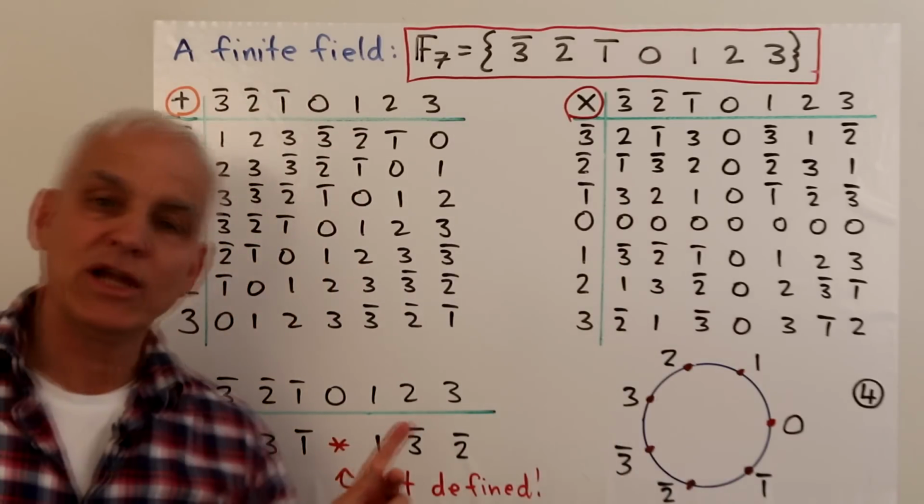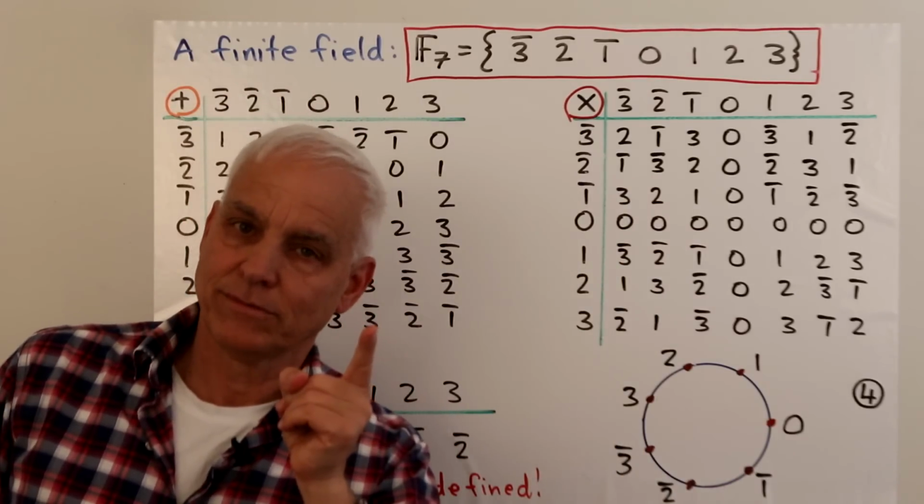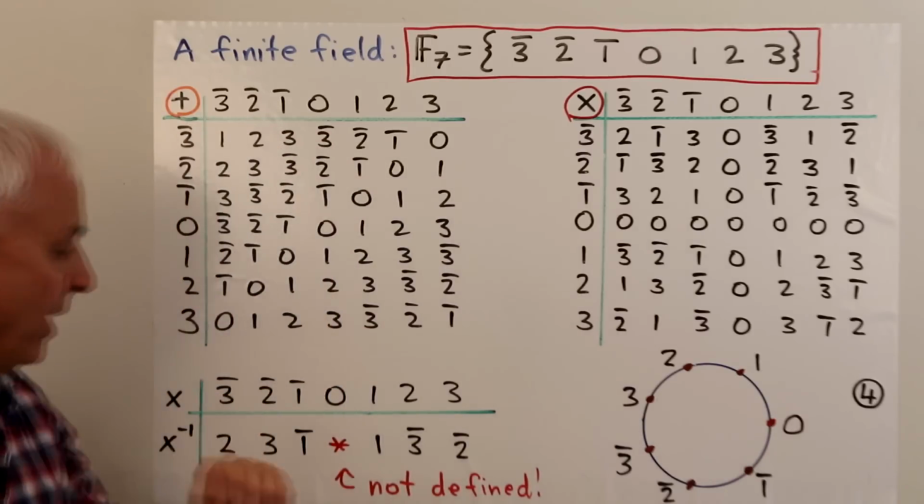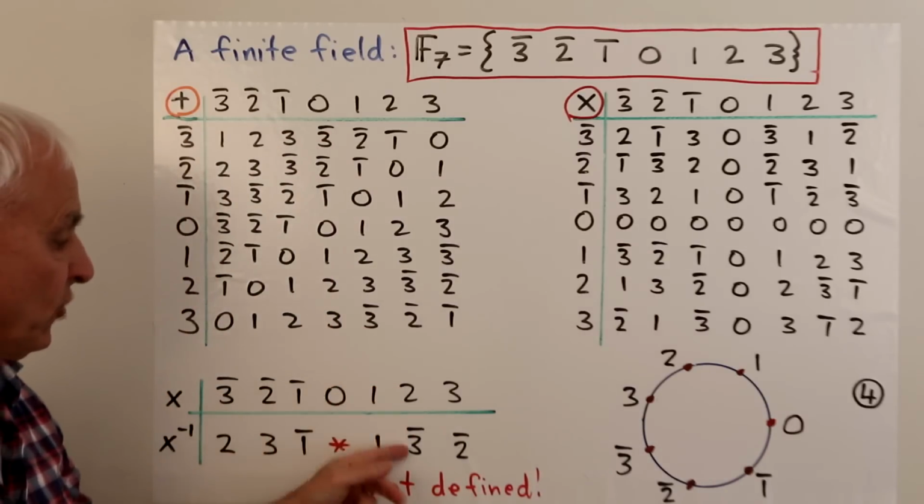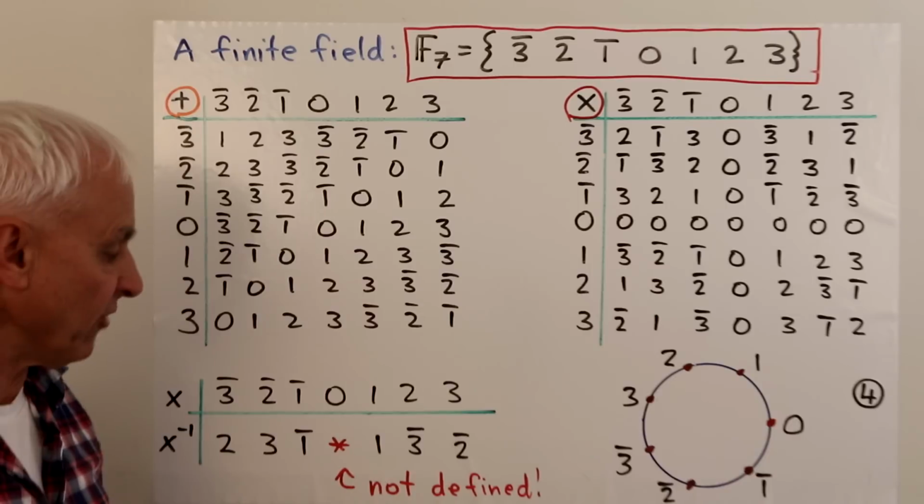0, crucially, does not have an inverse. All the others do. And the inverse of 1 is 1, the inverse of 2 is minus 3, the inverse of 3 is minus 2.